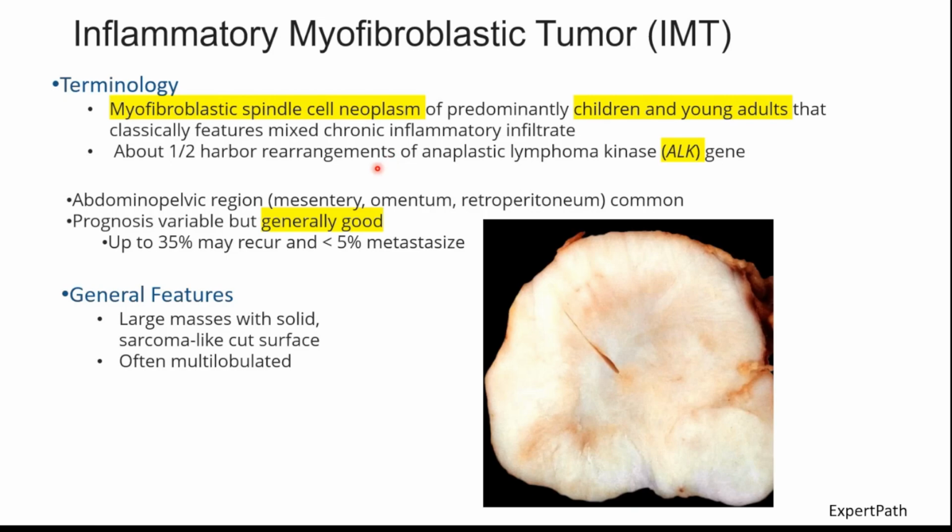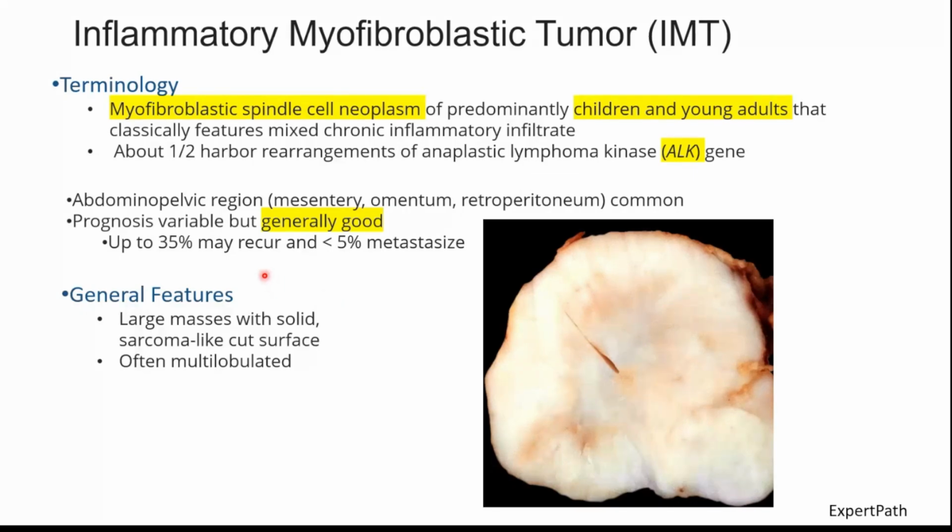And the most common sites will be the abdominal and pelvic region, because when you see the histology, it kind of overlaps with nodular fasciitis. So this common anatomic site is really helpful to help us favor which diagnosis when we have this entity.